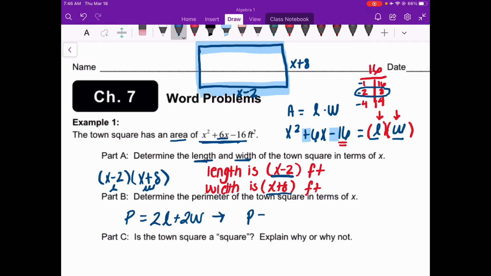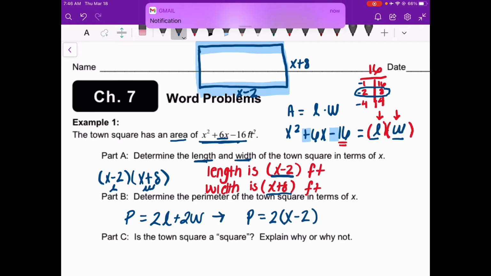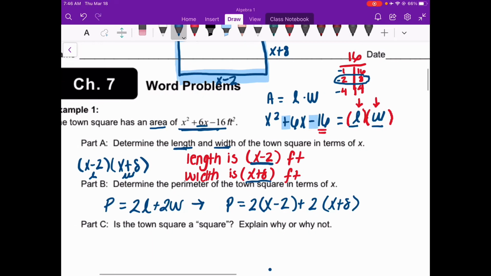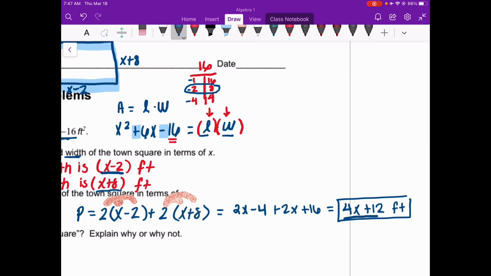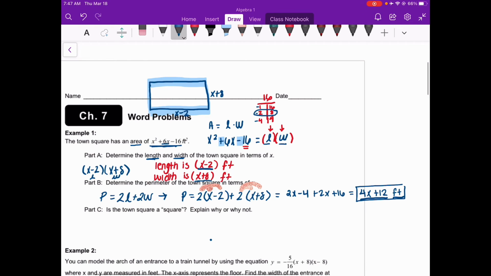So the perimeter equals twice, and now what's the length? x minus 2, plus twice the width, which is x plus 8. So from there, they want the answer in terms of x. You should definitely distribute here and simplify. So go ahead and do that and combine your like terms. When you distribute and simplify, you should get 4x plus 12 feet. Remember, feet squared only applies when we're talking area, and that was given to us in the problem.